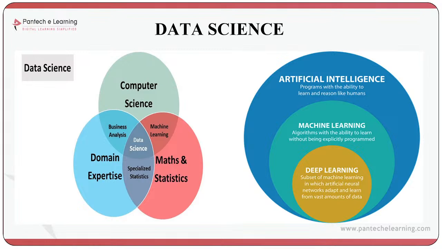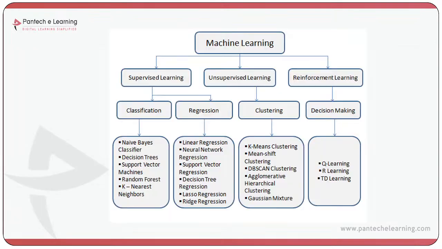Artificial intelligence means giving a machine human-like thinking power. Intelligence means thinking power. A machine that thinks like a human is known as artificial intelligence. We give the machine learning algorithms, and in this part we use these machine learning algorithms.